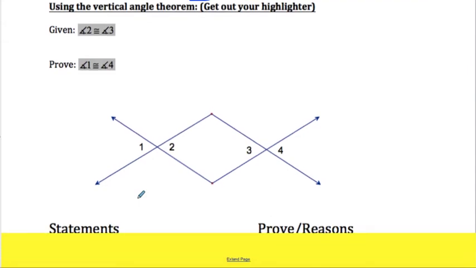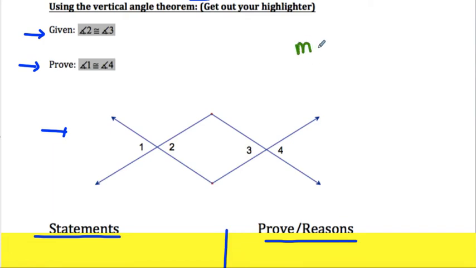Now, remember, when we look at a proof, we have a given, a proof, and usually a diagram. And right now we're doing a two-column proof. So we're going to have one side that says the statements, one side that says the reasons. So every statement has to have a reason, which would be a definition, a postulate, or a theorem. All right, so first thing that I always want to do is mark my diagram with the given. And then I look at what I'm trying to prove.